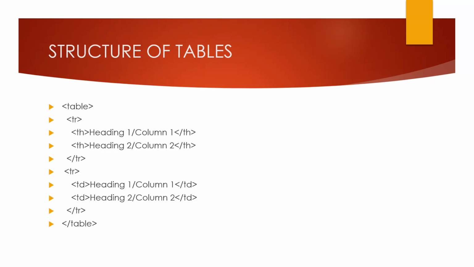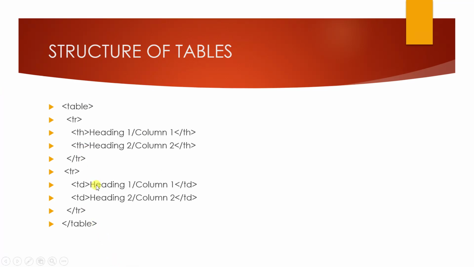Now, the first thing you look at is the structure of tables, as we have said earlier. So this is the structure of an HTML code. We have your table here, tr here, heading 1, column, heading 2, column 2, and then heading 1, column again. Now this table is the main tag for creating the table. So we have the opening table tag here, then the closing table tag here.